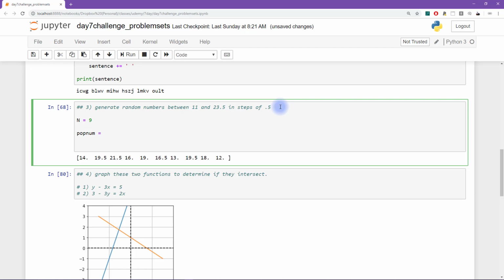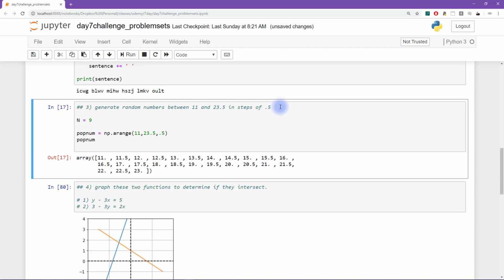So I'm going to start by generating the population of numbers that we are going to draw from. And I'm going to do this using the function arange, which is in the NumPy module. And the way you use this function is you specify the lower bound and the upper bound, and then the increments or the stepping size between them. So let's already see what this looks like. Pop num.